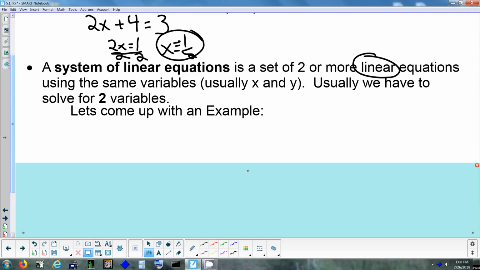Joe? 2x plus 4 equals 8. So I'm going to write it up here. You said 2x plus what? 4 equals 8. Is that a linear equation? No. Why? So Joe, this is the example that Joe came up with: 2x plus 4 equals 8.